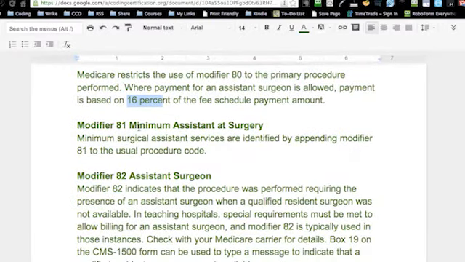Now there's this other minimum assistant at surgery. Medicare doesn't recognize this, but some private payers do, and they put 81 on. It's kind of like a pecking order, and I've always explained it in my modifier lecture that they're kind of like your openers and your closers. They don't stay for the whole thing.